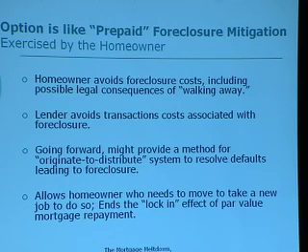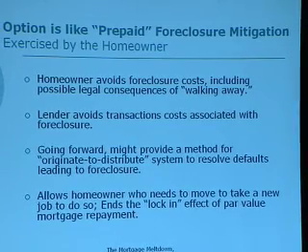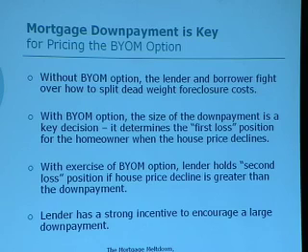So the option is like prepaid foreclosure mitigation exercised by the homeowner. The homeowner avoids the foreclosure costs, including the possible legal consequences of walking away. The lender avoids transaction costs associated with foreclosure, and going forward, this might provide a method for the originate-to-distribute system to resolve defaults leading to foreclosure. That is, it allows a way to structure the cash flows ex ante. This allows homeowners who need to move to take a new job to do so, ending the lock-in effect of the par value of mortgage repayments.